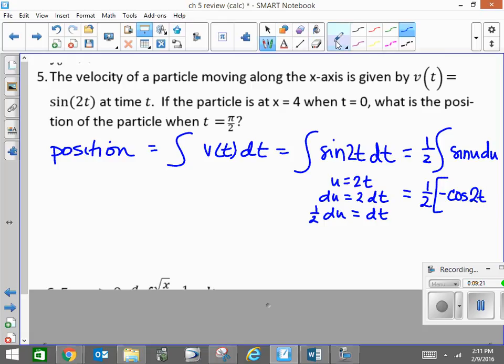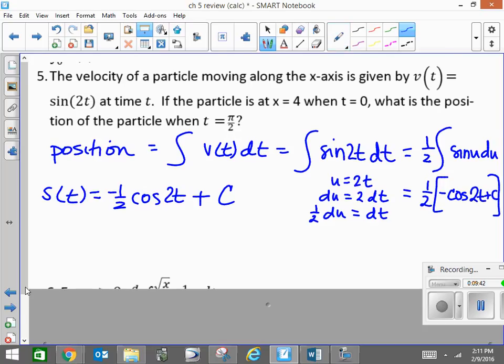All right, so you got to there, and the c really doesn't need to be multiplied. So the position function, should we call it s of t, equals negative 1/2 cosine of 2t plus c. Did you lose anybody? How many got to this point?